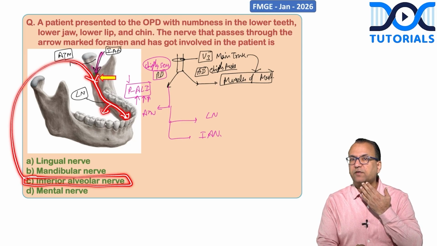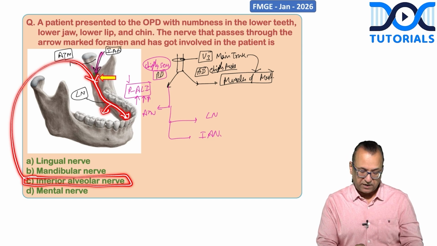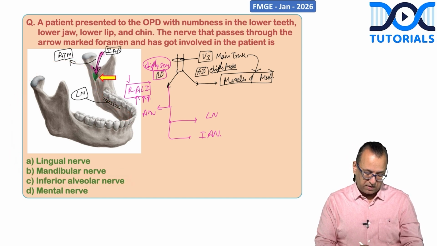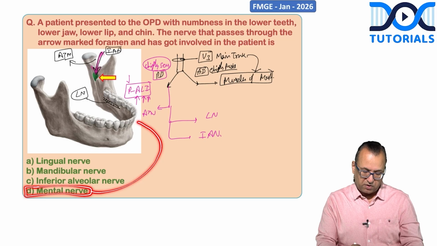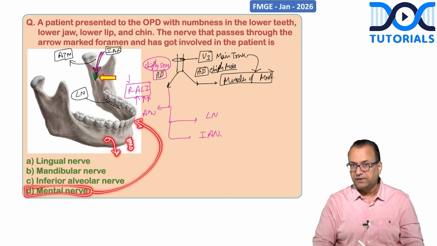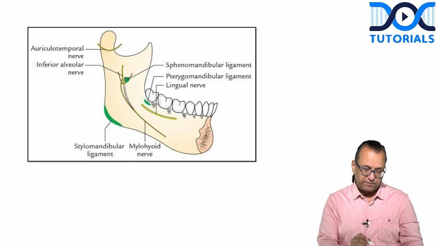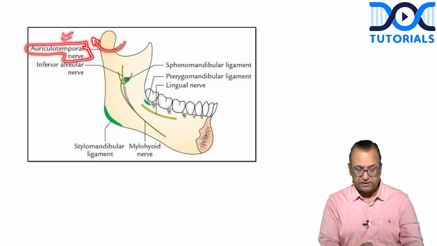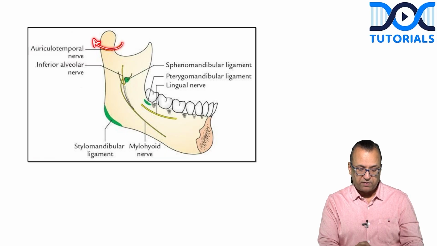So the anterior belly of digastric and mylohyoid muscles will be supplied by a branch from this inferior alveolar nerve. And the mental nerve will be the nerve which will come out from the mental foramen and supply the chin area basically. If you look at this diagram, you will see the auriculotemporal nerve, a branch of the posterior division of the mandibular nerve, going along the neck of the mandible.